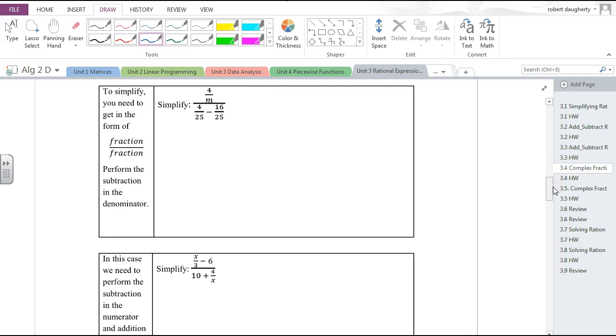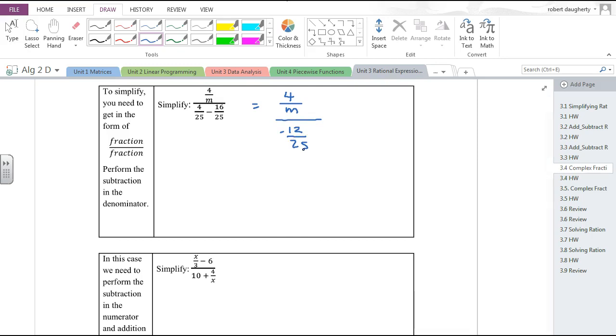That's where the class would say there are 2 fractions in the denominator, okay? So what do I have to do in the denominator? I've got to combine those, okay? So this is 4 over m divided by what? Negative 12 over 25, okay? And then how do I turn that into a multiplication problem?